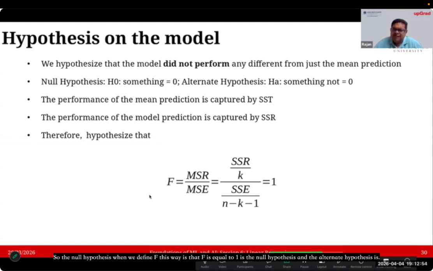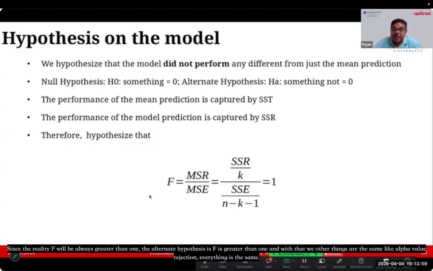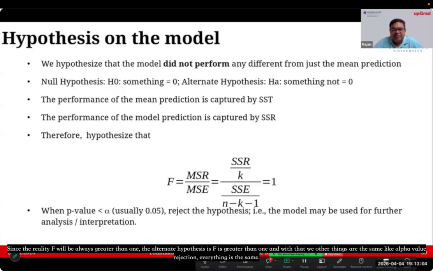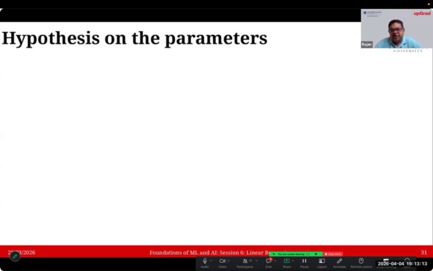This is commonly used. As I told you, since in reality F will always be greater than 1, the alternate hypothesis is F greater than 1. And with that, I've always seen people use other things. Stepwise regression is the same, whenever you have alpha value, multiple variables, rejection, gradient, everything is the same. So we do that.